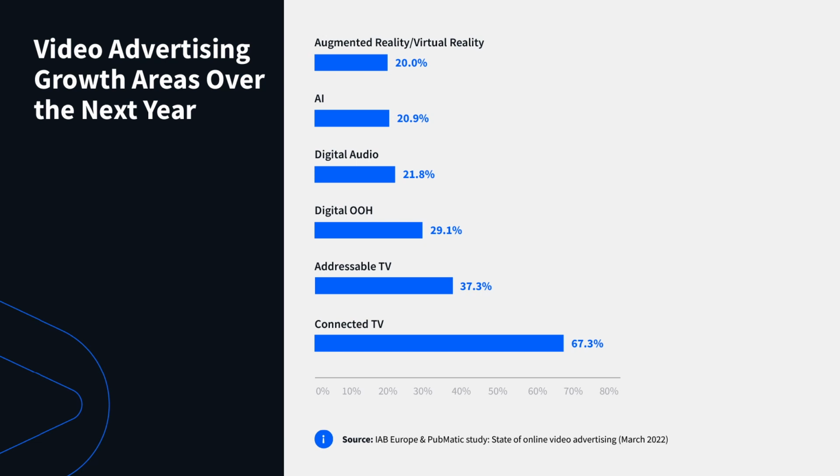29.1%. And also just a fun fact on this, for those of you who do not know, StackAdapt will be launching digital out of home in the coming future. We're not exactly sure on a strong date right now, but it will be coming, so please keep your eye out for that. Following digital out of home, we have addressable TV growth at about 37.3%. And finally, we're seeing growth of 67.3% with connected TV. So obviously that's taking up a very large portion of the growth next year.